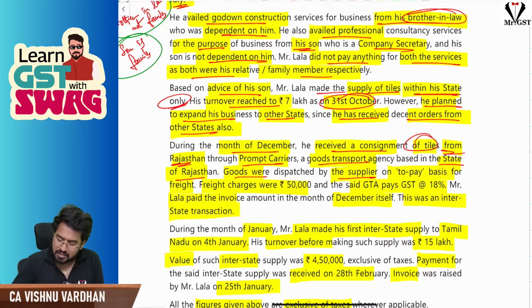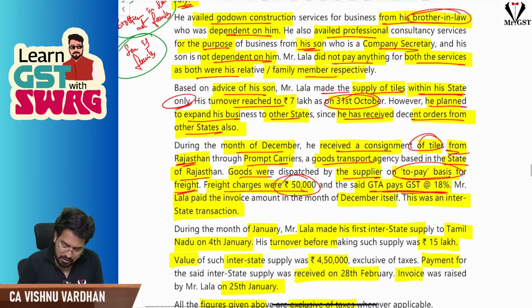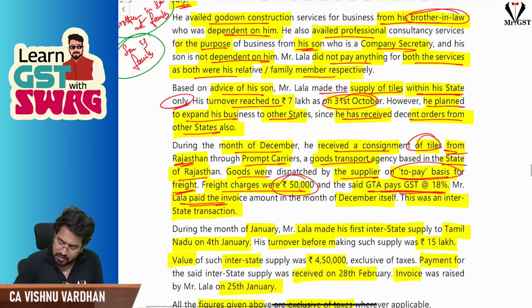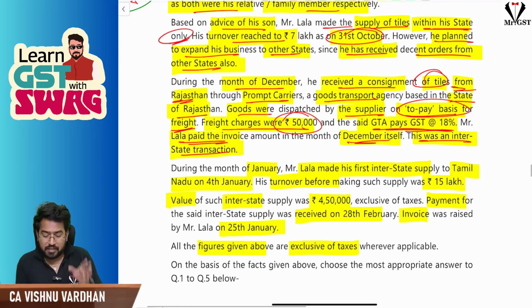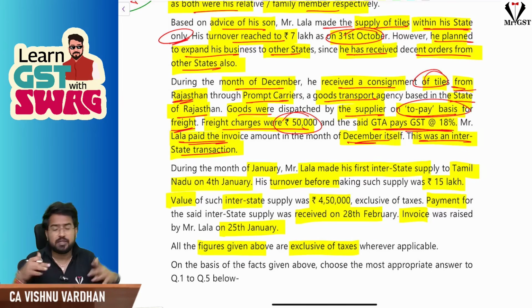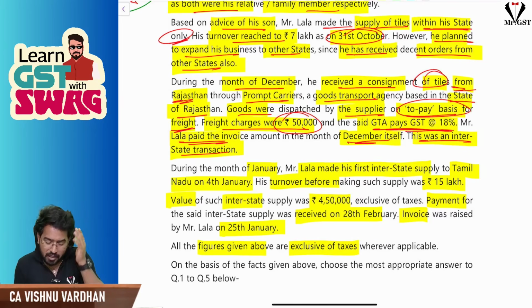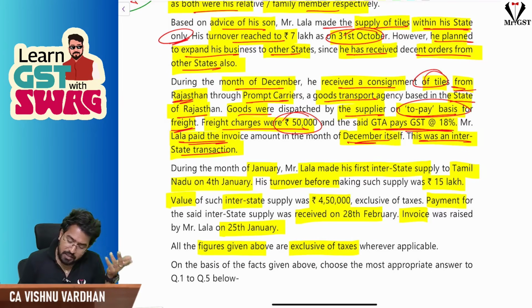Goods were dispatched by the supplier on a to-pay basis. Freight charges are 50,000. GTA pays GST at 18%. Lala paid the invoice amount in December itself, and this was an interstate transaction. Now, if you see, this fellow is receiving GTA services at 18%, so forward charge. Everything I did, 50,000 into 18% is 9,000, something like that.